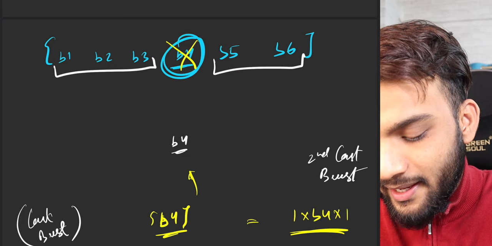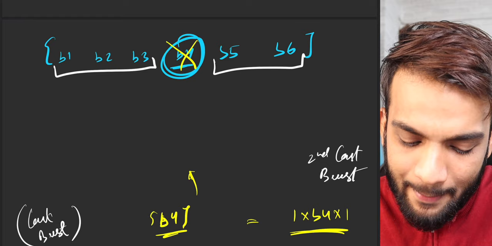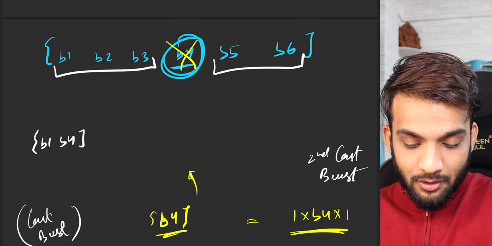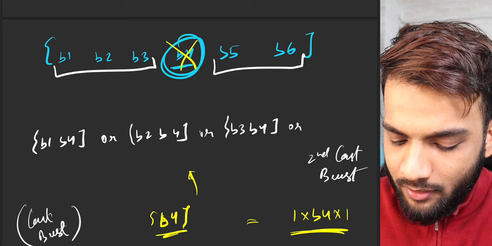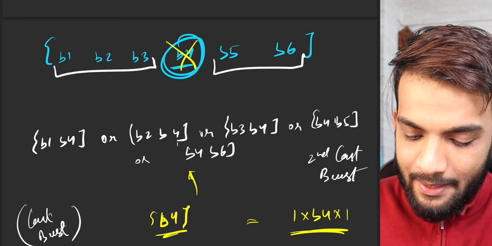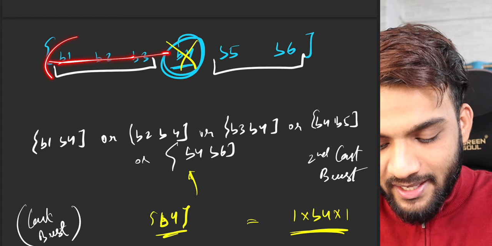Since this is lying over here and B4 exists, B4 will definitely be the guy on it. Probably it can be B1, B4 in the last step, or B2, B4 in the second last step, or B3, B4, or B4, B5, or B4, B6. It can be any of these. No matter who it is, I am not dependent on these guys. For B5 or B6, I'm just dependent on B4.